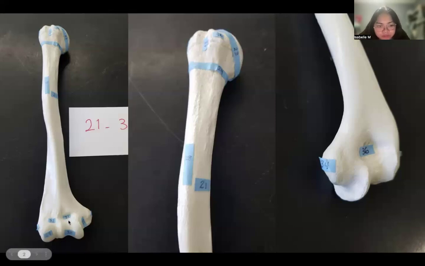The coronoid fossa, right here, is near the middle of the humerus toward the distal end, and it is a depression or a small crater-looking structure. The fossa is there so that when we flex our forearm, the apex of the coronoid process, which is a bony prominence on the ulna of the forearm bone, will fit into this depression. Right next to it, laterally, is the radial fossa, and the radial fossa receives the head of the radius during forearm flexion.